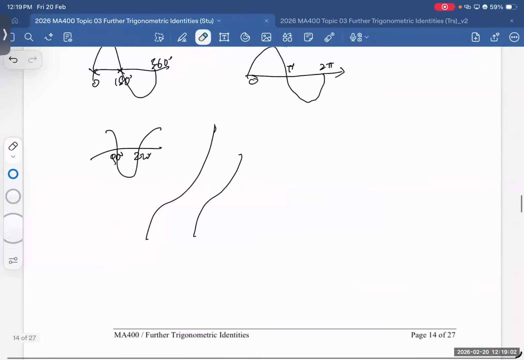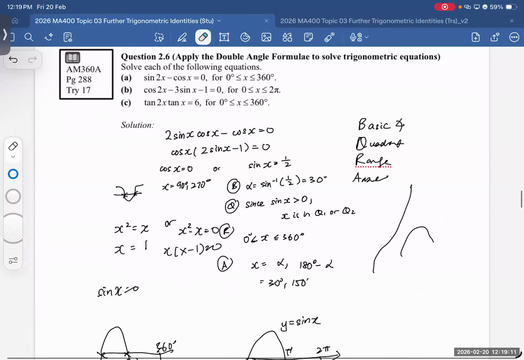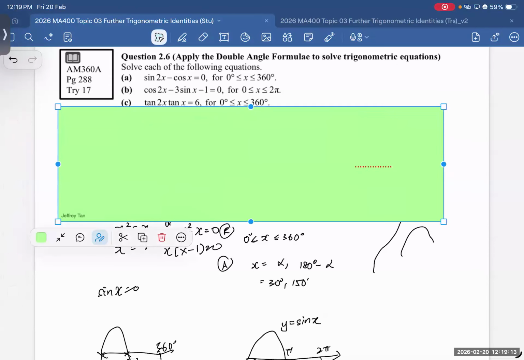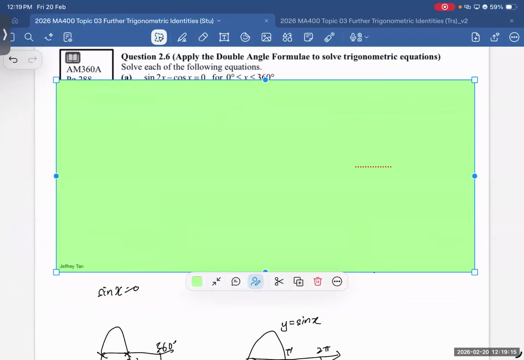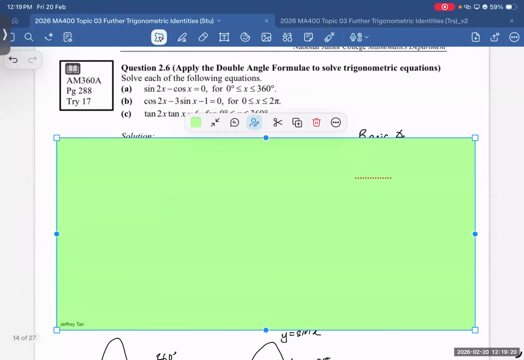Then I go to 2.6. Part C. 2.6 part C. Okay, so now let me go through 2.6 part C. Now, if we can, try to keep quiet when I'm going through so that the recording doesn't record your voice.